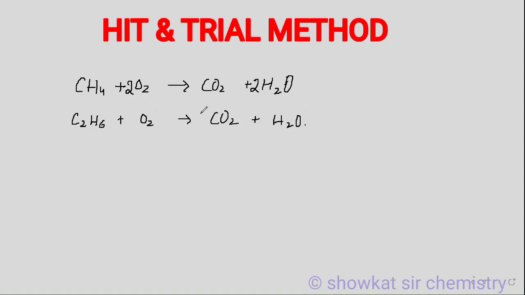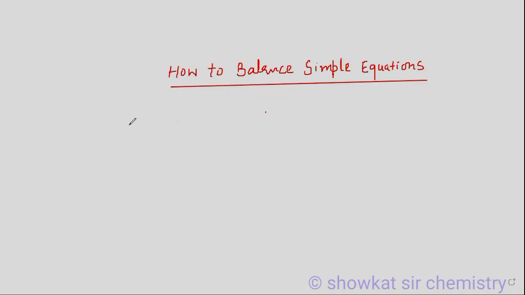2 carbon, so you will multiply here by 2, isn't it? Hydrogen 6, so you will multiply it by 3, so 3 2s are 6. Now oxygen. See, here we are having 3 oxygen and here 4, that's 7. But here it's 2, so if I will multiply it by 3, that is 3 2s are 6, so it's not coming out to be 7. If I will multiply it by 4, that's 8, so it is not again coming to be 7. So let's learn today how to balance simple chemical equations.